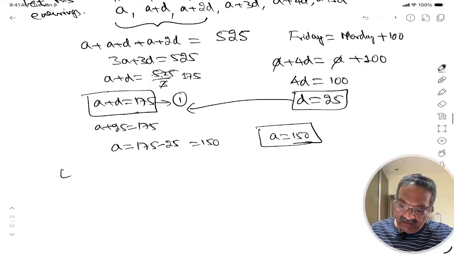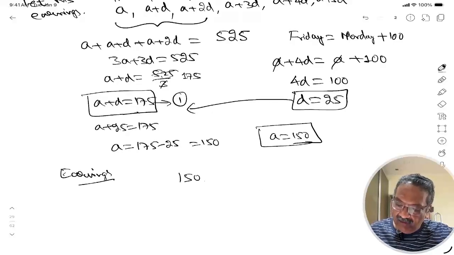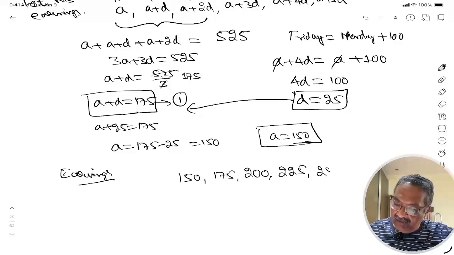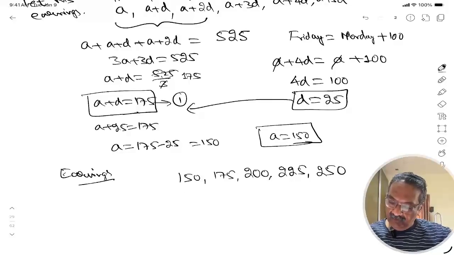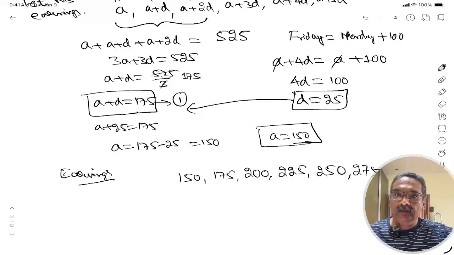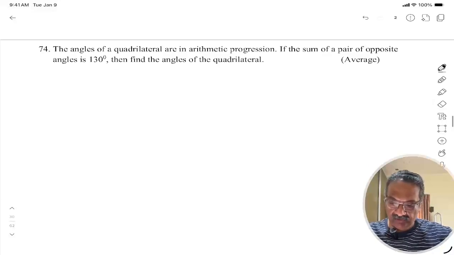So his earnings are, on Monday he gets A, 150. The common difference is 25. So Tuesday is 175, then 200, 225 and 250. Monday, Tuesday, Wednesday, Thursday, Friday, Saturday. Okay, right. Now let us come to the 74th question.